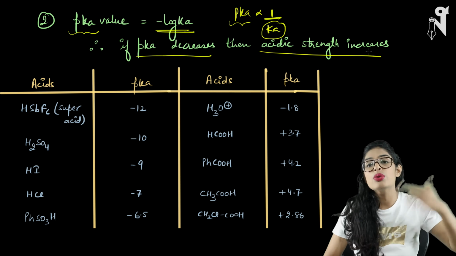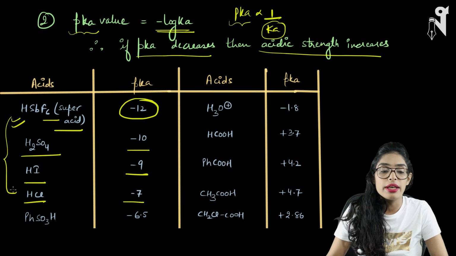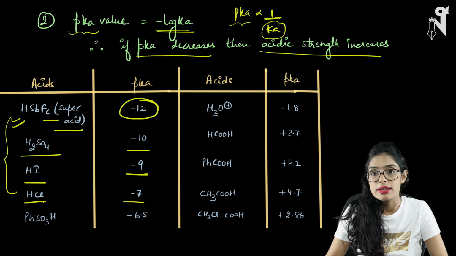Okay, so I have taken the first acid, that is HSbF6. This is also called a super acid. It is the most acidic acid. This is an inorganic acid. The value of pKa is -12. Then comes your H2SO4 with the value of -10, HI -9, HCl -7. So all of these are inorganic acids, which are pretty strong acids.